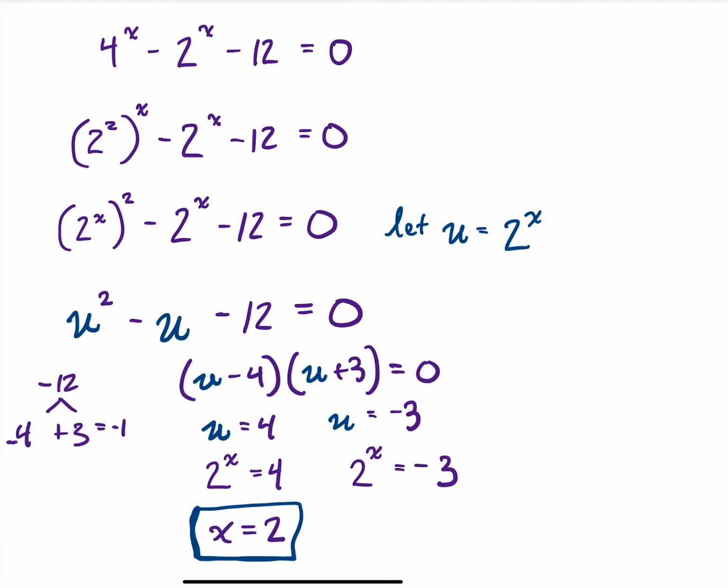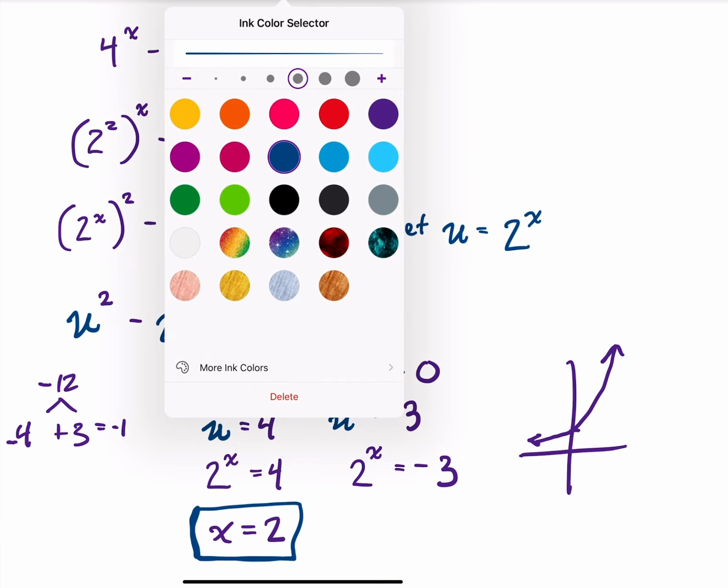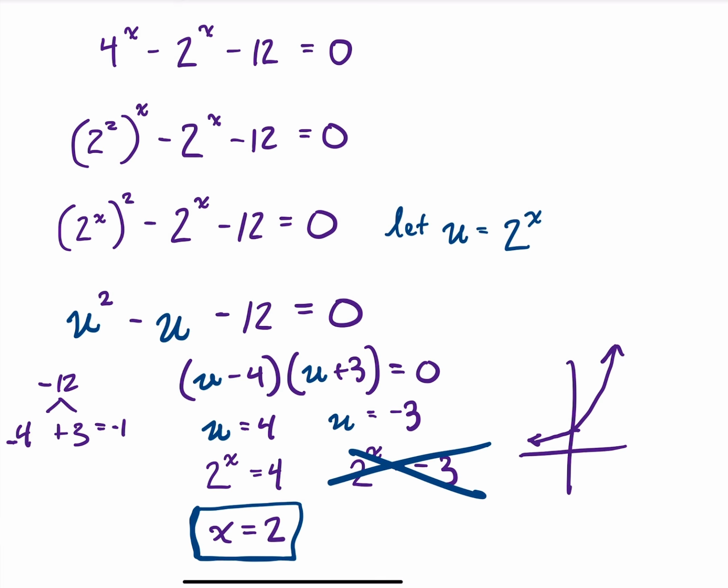The second one, 2 to the power x equals negative 3. Is there any value of x that I can plug in that will give me a negative 3? Might want to think about it. But let's recall the range of the exponential function. 2 to the power x will look something like this. We can get more specific, but it's some kind of exponential function that does not exist down there. It doesn't give any outputs that are negative. So this is an erroneous solution. We'll have to throw that one out. So we just get x equals 2.